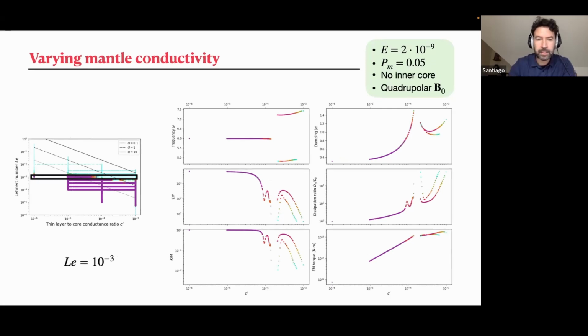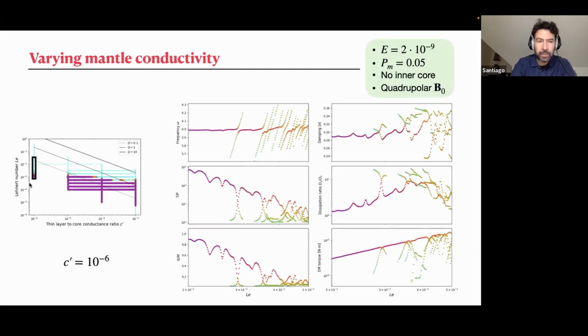And, since I don't want to take up a lot of time, this is the last case, a larger Lehnert number, and we see that this torsional oscillation mode actually splits into two. Two new modes appear, and there is again the peak in the damping. The torque is also quite substantial, and so on.